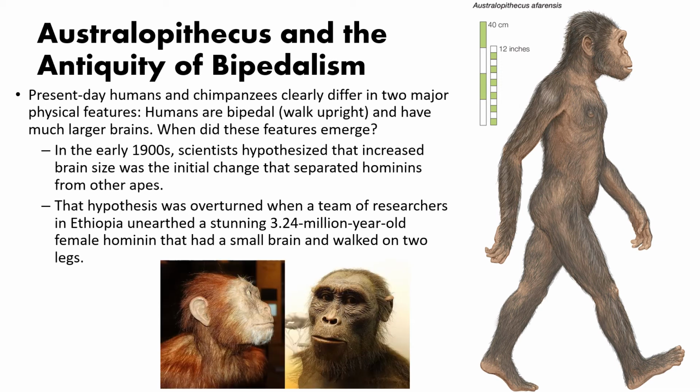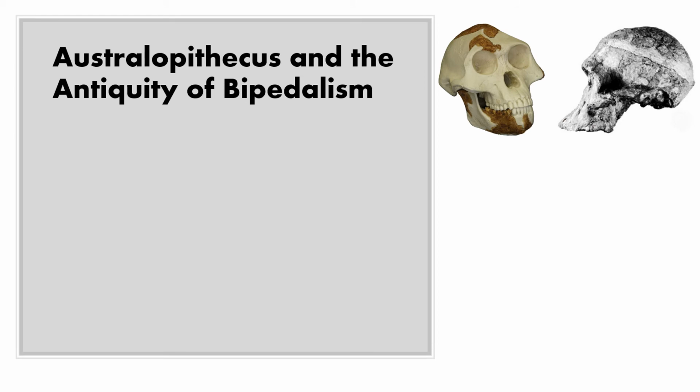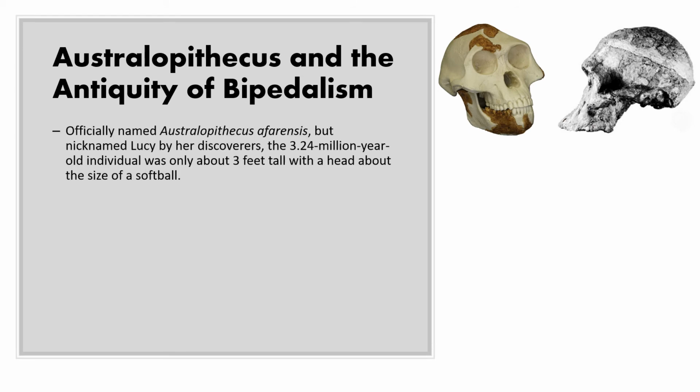And here we have some images of what Australopithecus are supposed to look like. Now we're going to talk a little bit more about this female hominin that's 3.24 million years old because she's pretty famous. This important fossil that was found was named Lucy. So she is an Australopithecus afarensis, and she is 3.24 million years old. She was about 3 feet tall and had a head the size of a softball, so a very small little hominid.